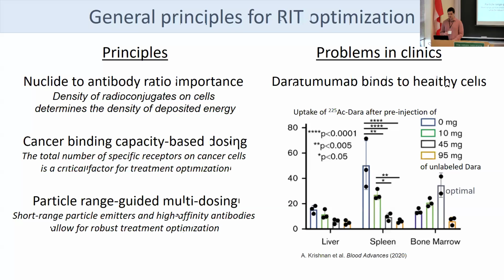daratumumab initially predominantly binds to healthy immune cells expressing CD38 that circulate in the bloodstream, as our group has previously shown. And for the clinical trial, we use a cold dose of unlabeled daratumumab to saturate healthy cells and allow redirecting radioconjugates to cancer cells. However, after healthy cells are saturated, the problem still persists. You should not oversaturate cancer cells.